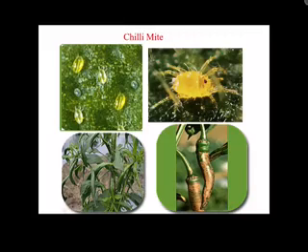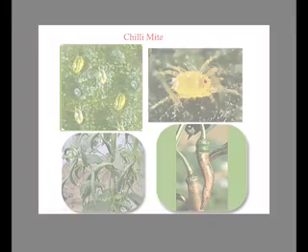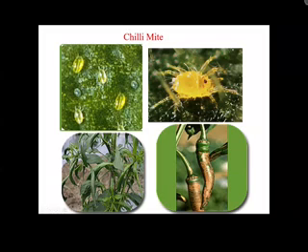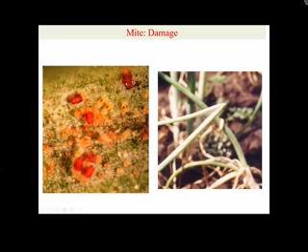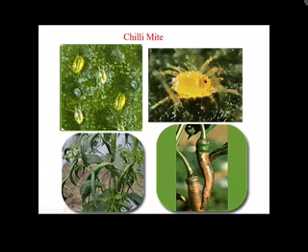You can see elongation of the leaves and downward curling. These are difficult to see with the naked eye. This particular mite's damage you can see on the fruits as well as on the leaves. And these are red spider mites. The petiole gets elongated because of its feeding, and downward curling.